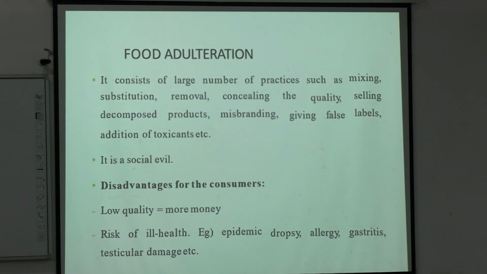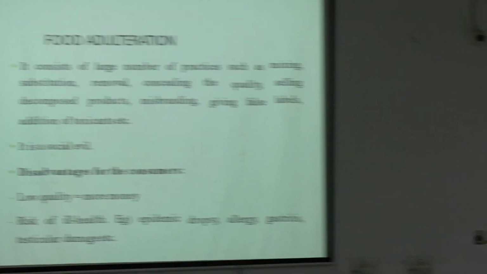Now we have finished the food fortification part. We move on to the next one, food adulteration. Food adulteration is different. Here you are mixing, substituting, removing or concealing the quantity, selling decomposed products, misbranding, giving false labels, and adding toxicants. So this is basically a criminal activity. You are adding or removing something, or misleading people that this is something else. So it is a social evil.